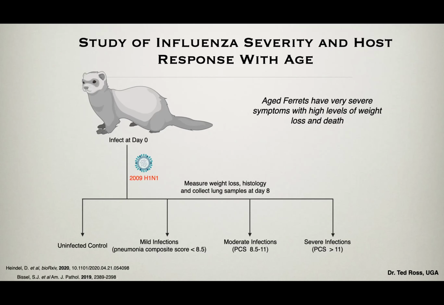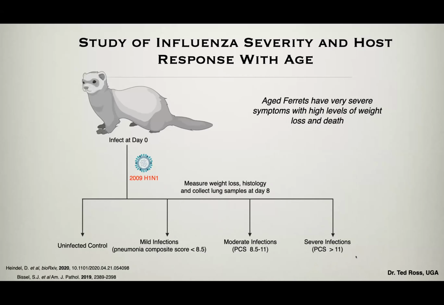So if we look at an aged ferret population, aged ferrets really do show extremely severe reactions. And so now, because their weight loss is so severe, we actually cannot look at weight loss as a good metric for severity. Indeed, we went to a histological metric called a pneumonia composite score, which was set out by Stephanie Bissel and colleagues in this American Journal of Pathology paper. So what we did is we quartiled them. Mild infections were considered a pneumonia composite score of less than 8.5. Moderate is in the middle, and severe is above 8.5.